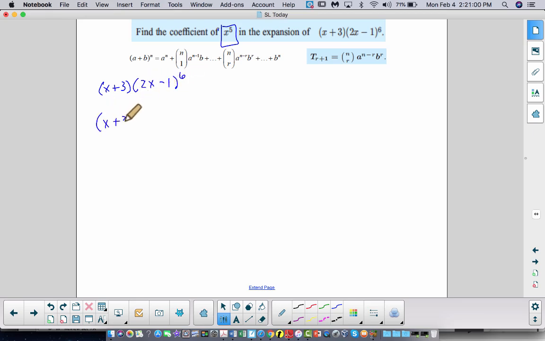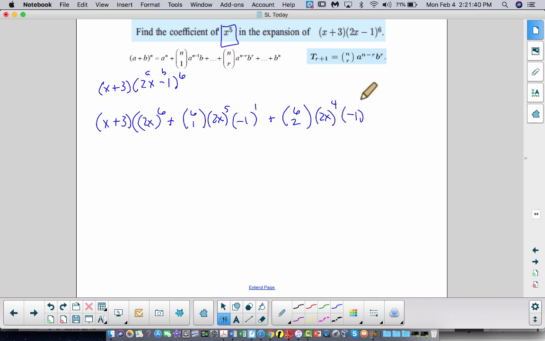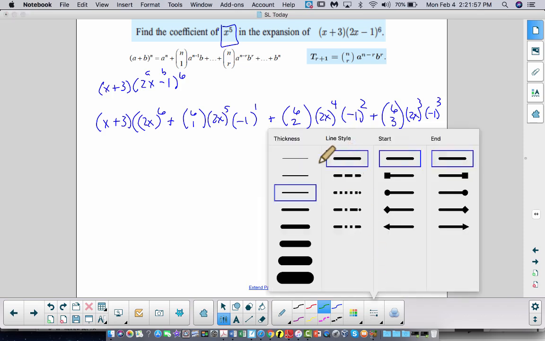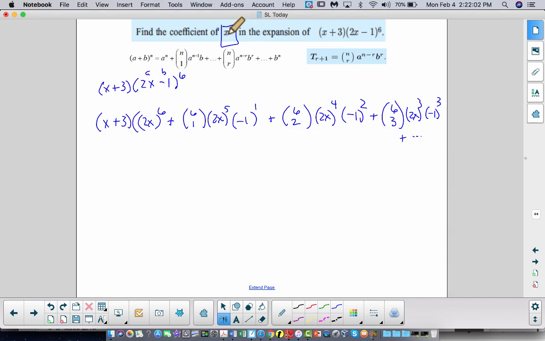Okay, so let's think about what this is going to be. So this is x plus 3, and we start expanding this. This becomes 2x to the 6th power, according to our formula here. Hopefully we're used to this now, and this becomes 6 choose 1 times 2x to the 5th power times negative 1 to the 1st power, because my a is 2x and my b is negative 1, plus 6 choose 2, 2x to the 4th power times negative 1 squared, plus 6 choose 3, 2x cubed, negative 1 cubed, plus, and so on. And I'm going to stop there, and actually I didn't even need this term if I'm able to think about it a little bit. Okay, again, I need the coefficient of x to the 5th.